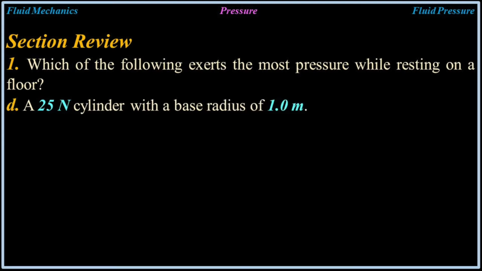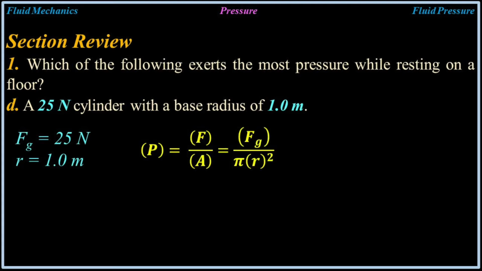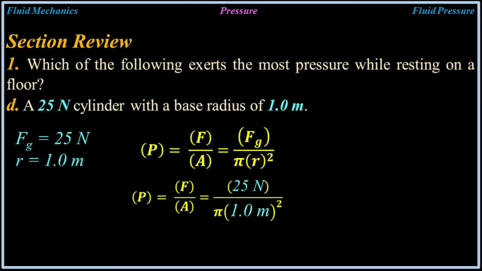And then the last is a 25 Newton cylinder with a base radius of 1 meter. All right, so instead of a square, it's going to be a circle. Don't forget the pi r squared. We're going to plug in, and we're going to get 8 pascals.